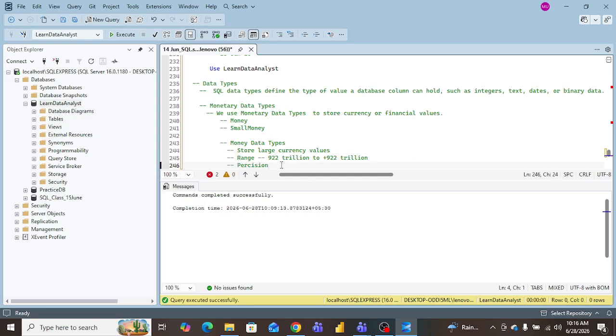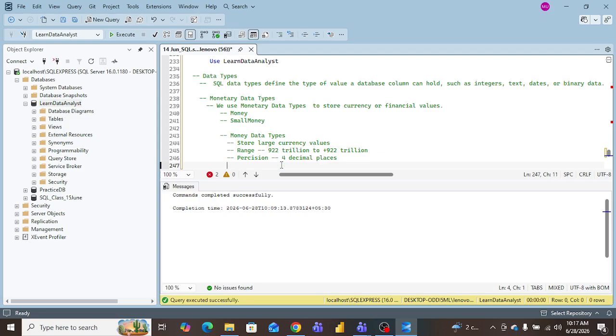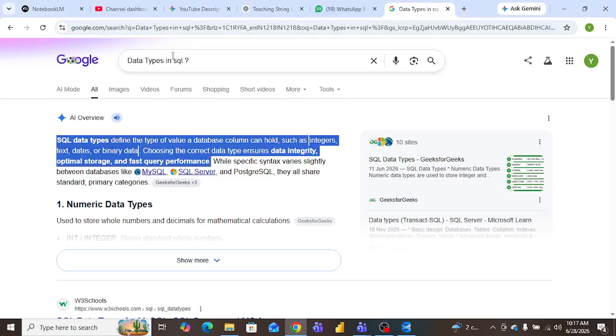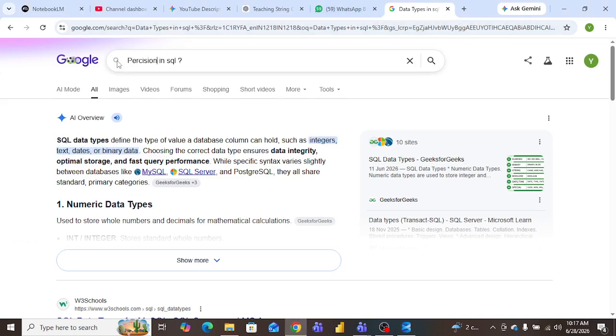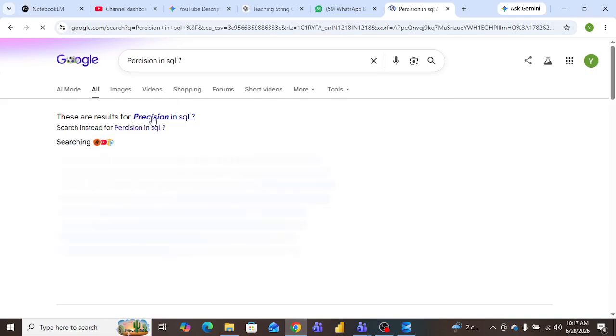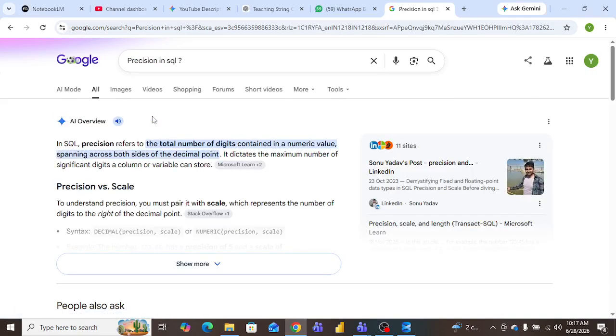Precision is four decimal places. Am I right? So what is precision here? I think I can give you a better understanding. What is precision in SQL?